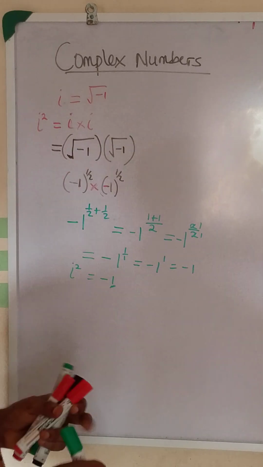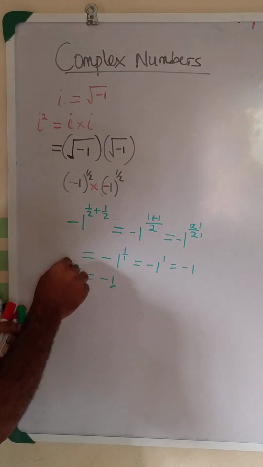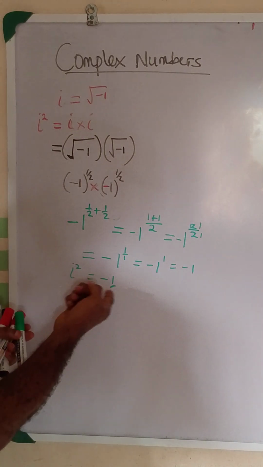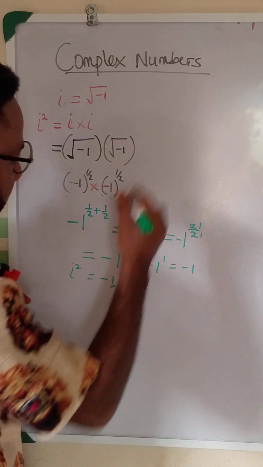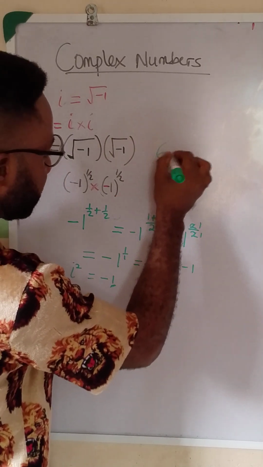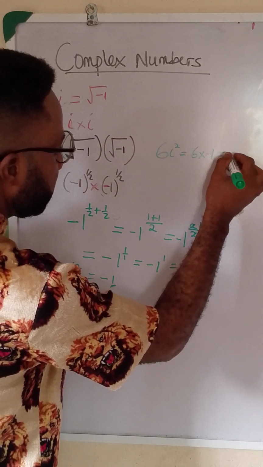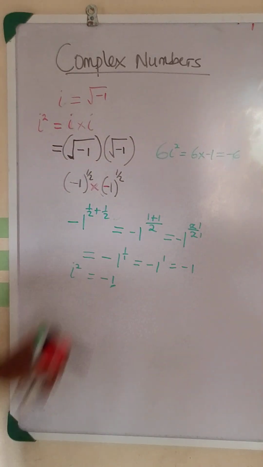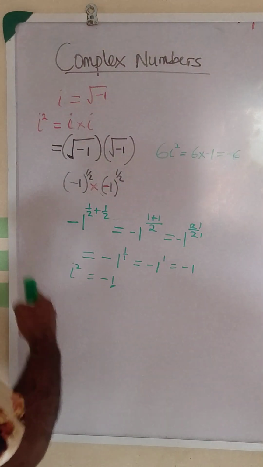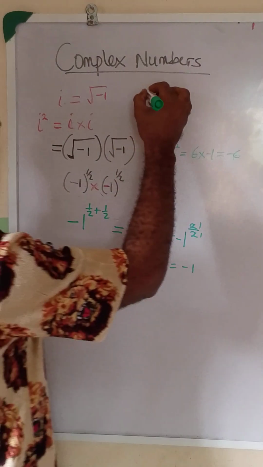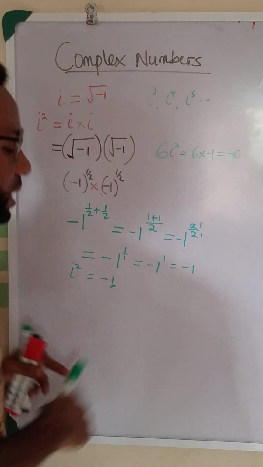So anytime you are solving questions on complex numbers and you find i squared, you write it as minus 1. For instance, if you have 6i squared, this will be the same thing as saying 6 times minus 1, which will give you minus 6. So you can use this relationship of i equal to this and i squared equal to this to evaluate i cubed, i raised to power 4, i raised to power 5, etc.